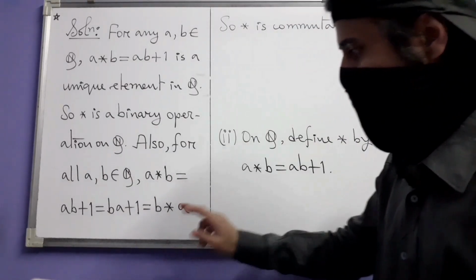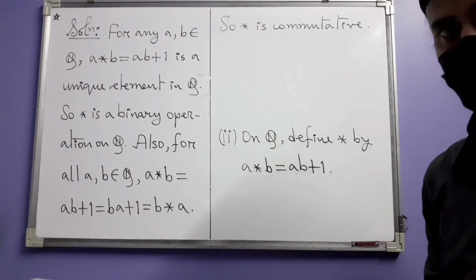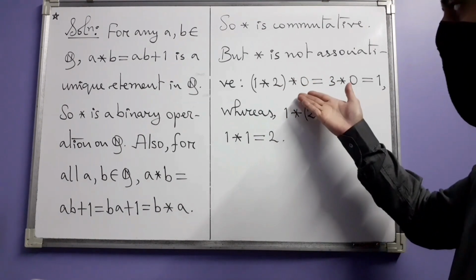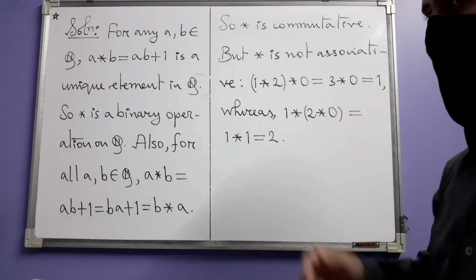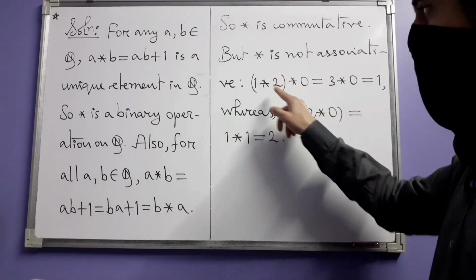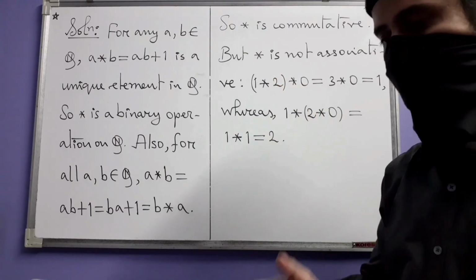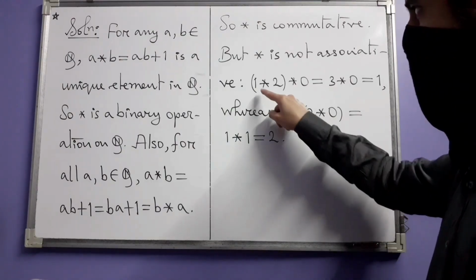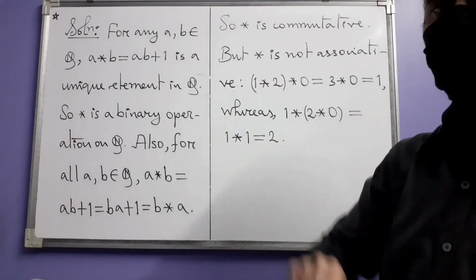BA plus 1, which is B star A, hence star is commutative. But star is not associative, which you can see from these two calculations: 1 star 2 star 0. Oh, and in the frenzy of showing or disproving something in these problems, do not forget that your elements have to come from the set.